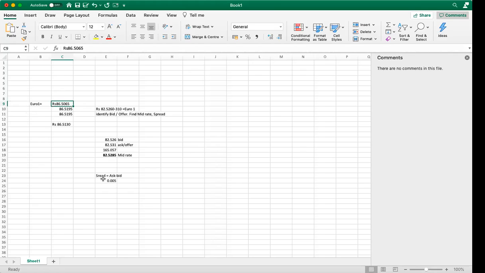Spread is equal to ask minus bid. Mid rate equal to A plus B by 2. A plus B by 2 is called as mid rate. We calculated all these today. And we saw how to write a European quote, how to write an American quote.